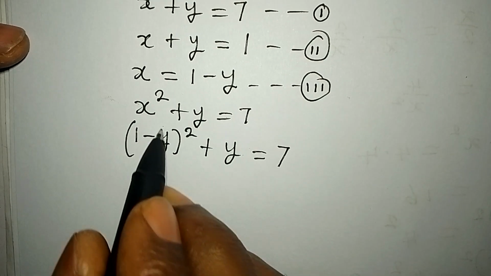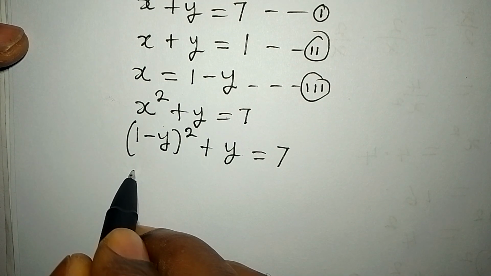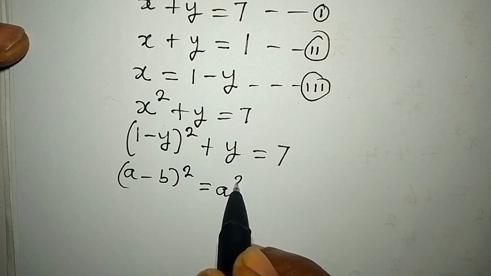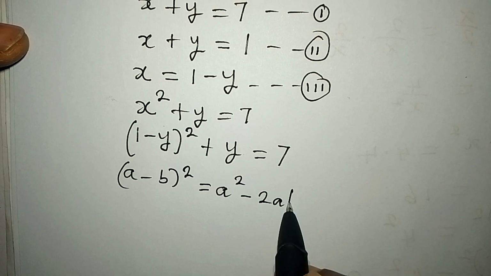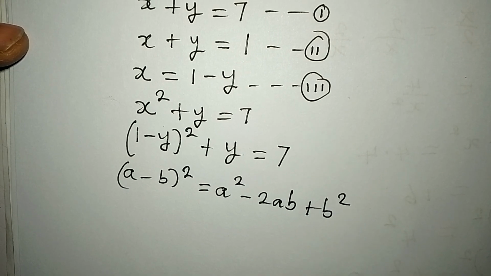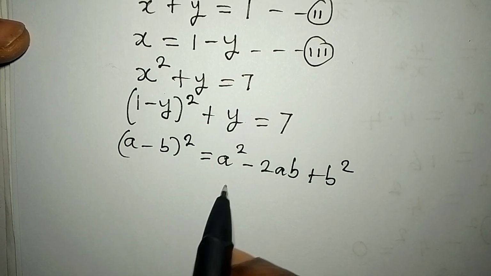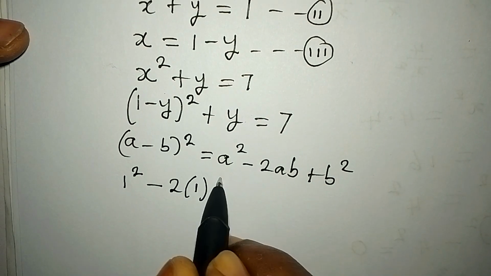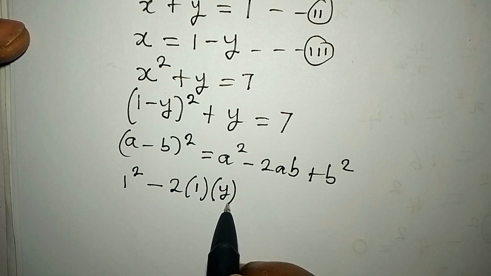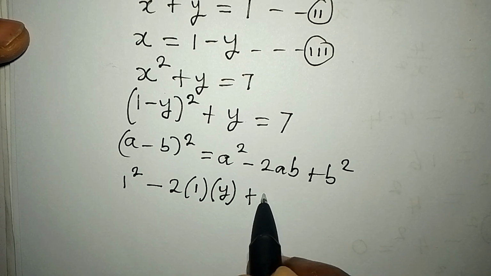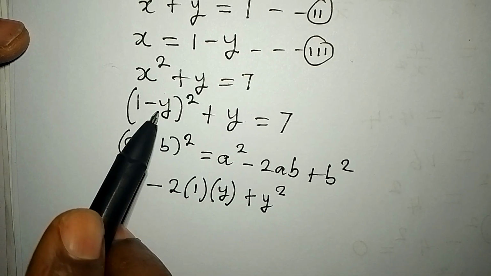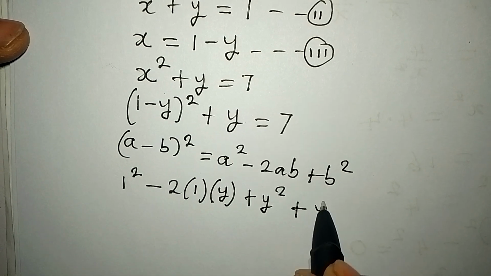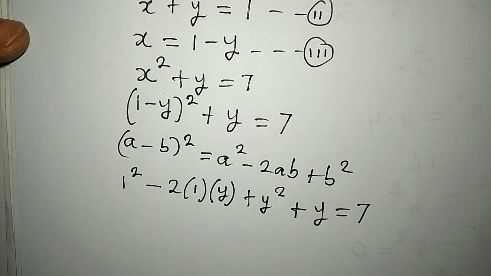Okay, so let's open this very quickly. If you have (a minus b) to the power of 2, this is a squared minus 2ab plus b squared, right? So if this is the case, then my a is going to be 1. So I have 1 squared minus 2 multiplied by 1 multiplied by b, and b is y, then plus b squared, that will be y squared. The whole of this is for what we have in the bracket, then plus y. And this will now be equal to 7.